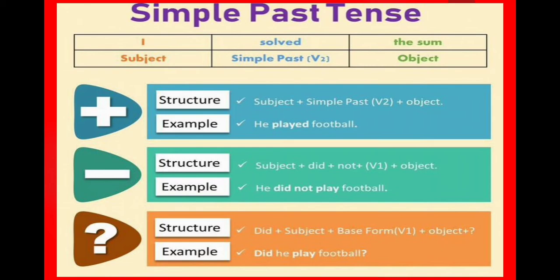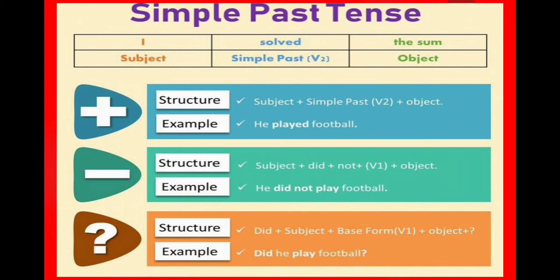To form negative sentence, the rule is subject plus did plus not plus verb first form plus object. Let's see the example. He did not play football. So in this sentence, he is a subject, then did not. Play is a verb, first form, and then object.